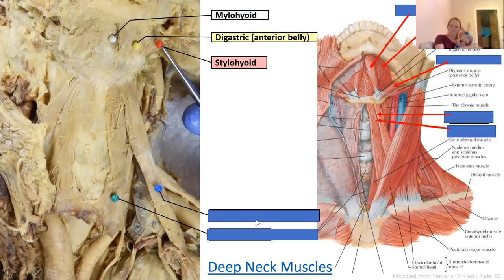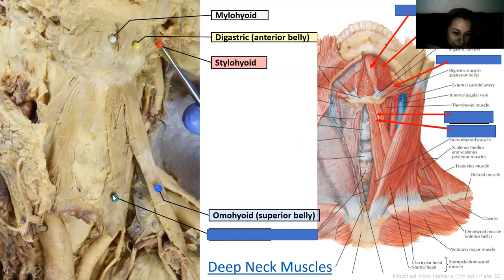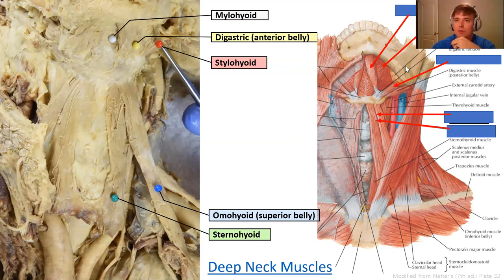All right. It's probably this one. What about this one? Omohyoid. It's a long one. And then this one? Sternothyroid. I gotta move you guys. Okay, we know these. We've been through these so many times. Now, what about these two? So which one is more lateral?